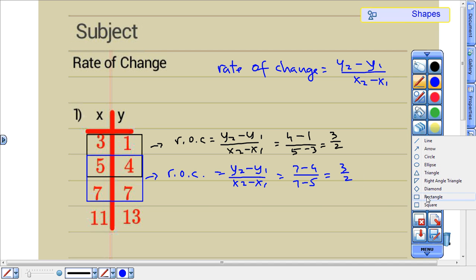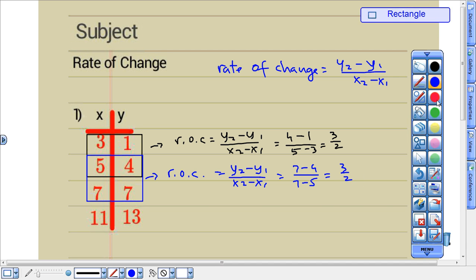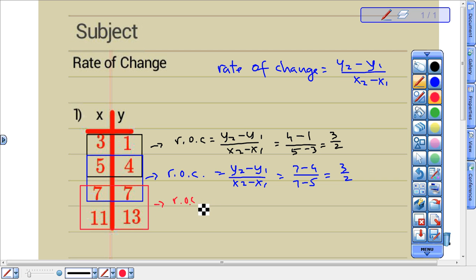And for our last rate of change, we're going to group the third and fourth, 7, 7 with 11, 13, and we're going to have rate of change equals y2 minus y1 over x2 minus x1, 13 minus 7 divided by 11 minus 7, 6 divided by 4, which can be reduced to 3 divided by 2.